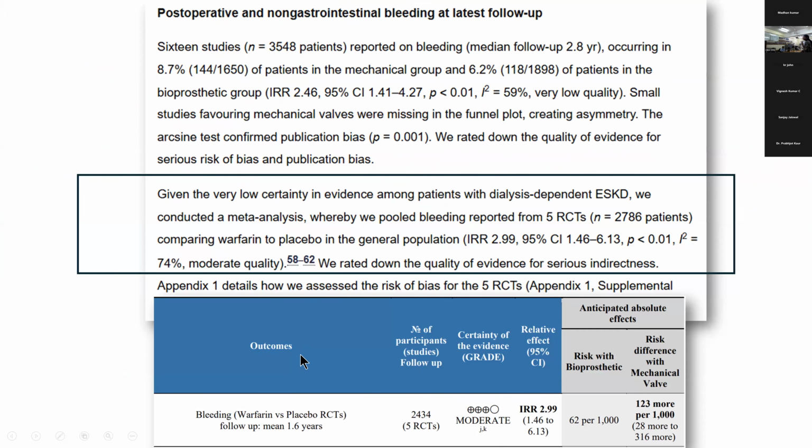So what they did was, the authors have written, given the very low certainty in evidence among patients with dialysis-dependent kidney disease, we conducted a meta-analysis whereby we pooled bleeding reports from 5 RCTs comparing warfarin to placebo in the general population. So they did a 5 RCT meta-analysis and came up with a risk ratio of 2.99, and they have downgraded it for what? For indirectness. Here you can see that the population is completely different. They have taken indirect evidence, but they have clearly mentioned that they have downgraded for indirectness.